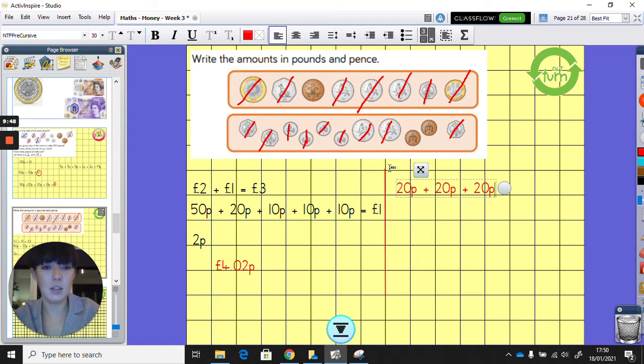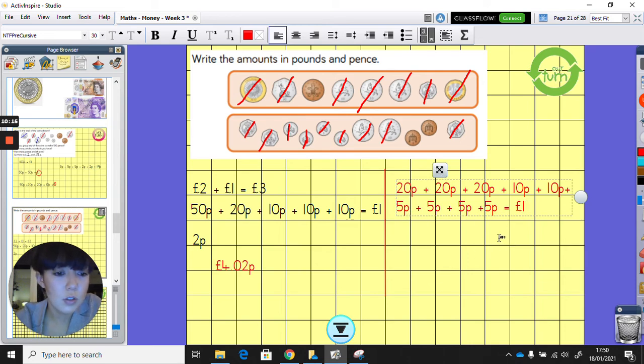Okay, so 20 add 20 add 20 is 60. Add 10 is 70. Add 10 is 80. Oh, it's going to be a very long sum. Add 5p, add 5p, add 5p, add 5p. There we go, and that equals 100p altogether. So we don't write 100p, we write £1.